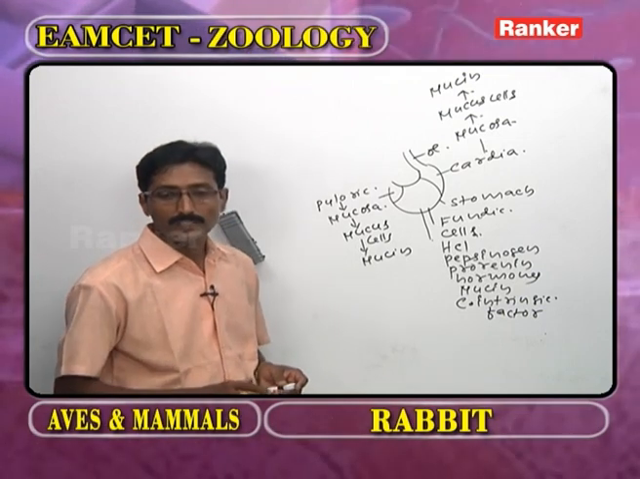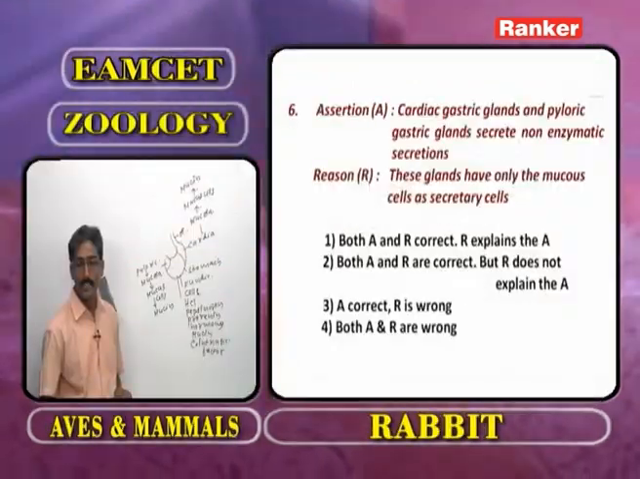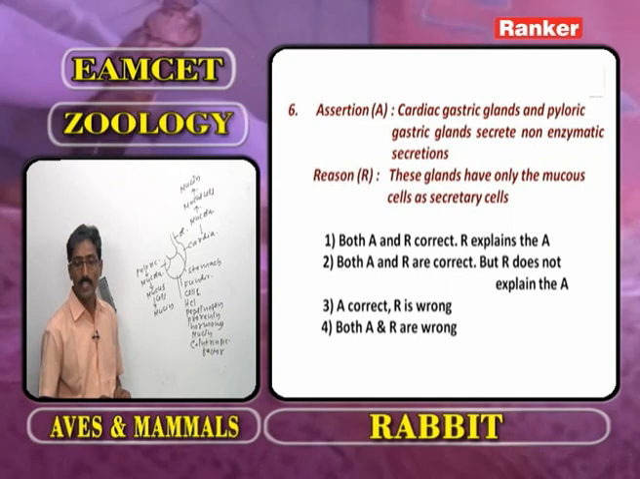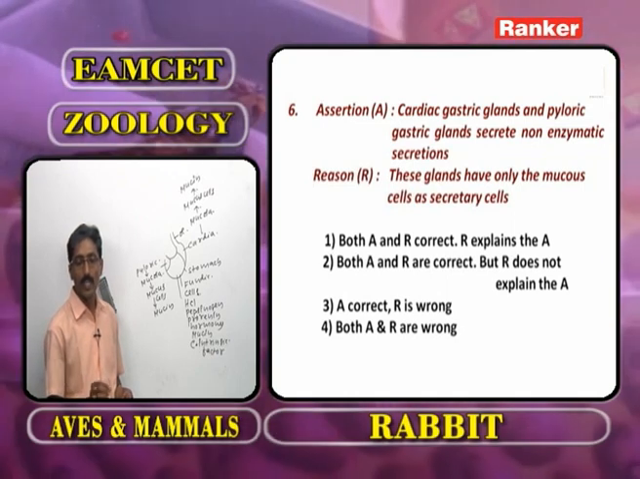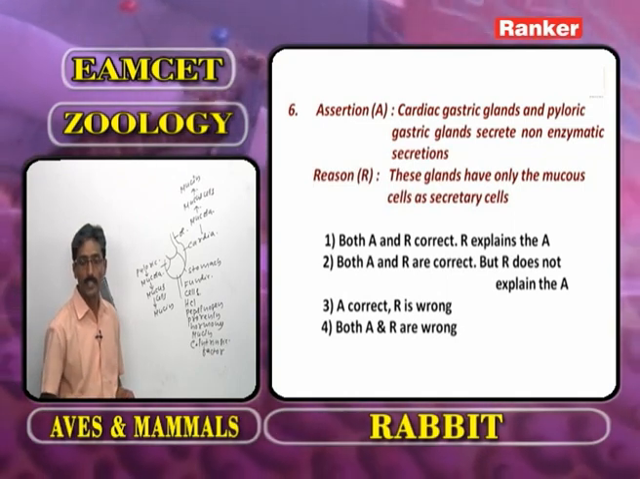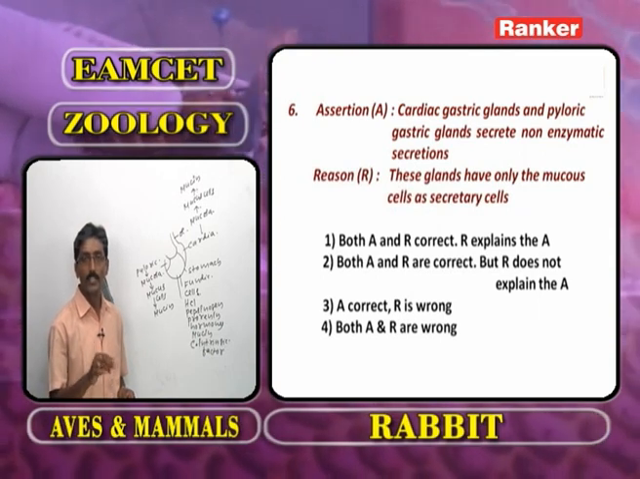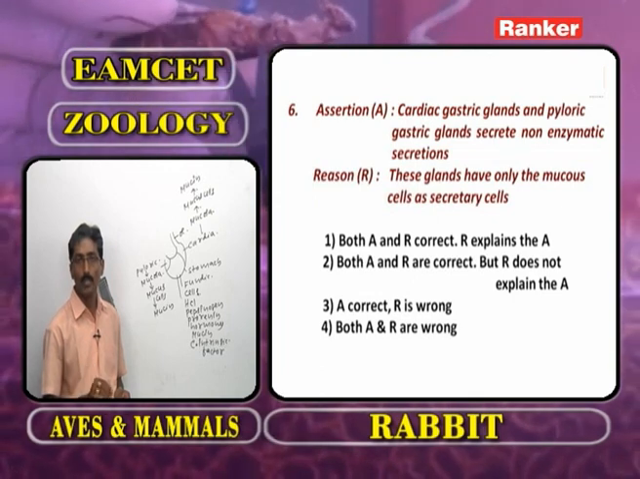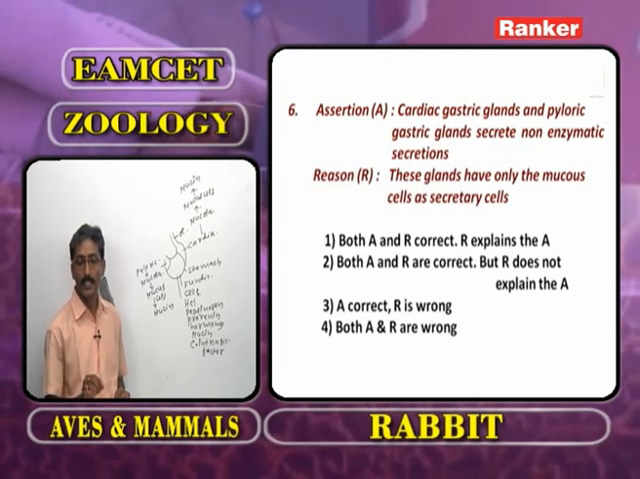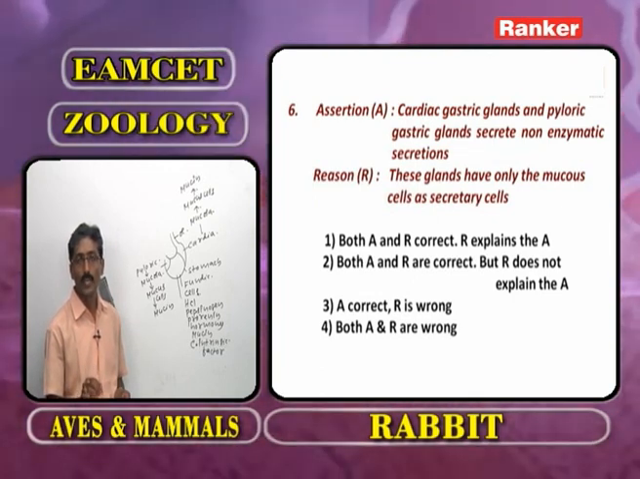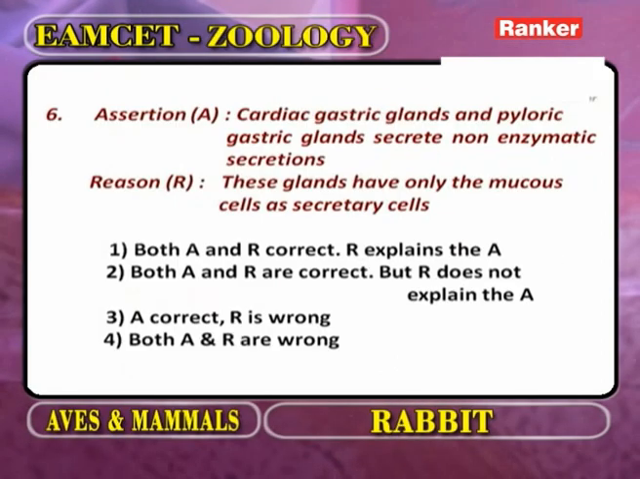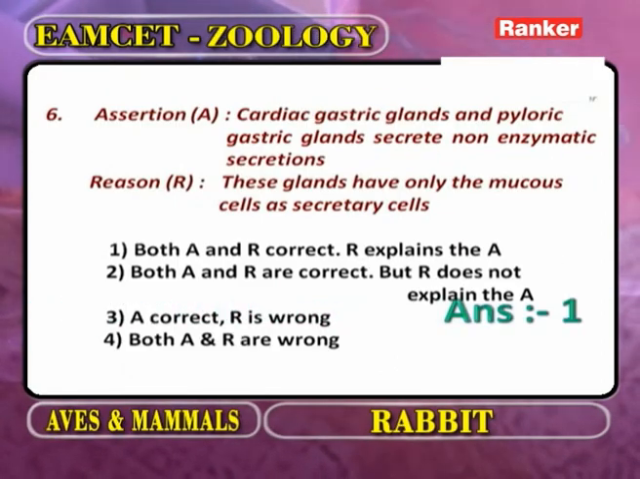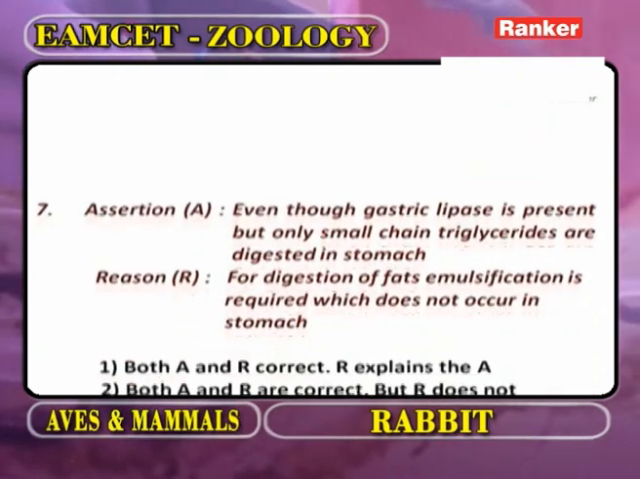Based on this, cardiac gastric glands and pyloric gastric glands secrete non-enzymatic secretions, because in these two areas the glands have only mucus cells and secrete only mucus. Both are correct, and R explains A. Now we go for the next question.